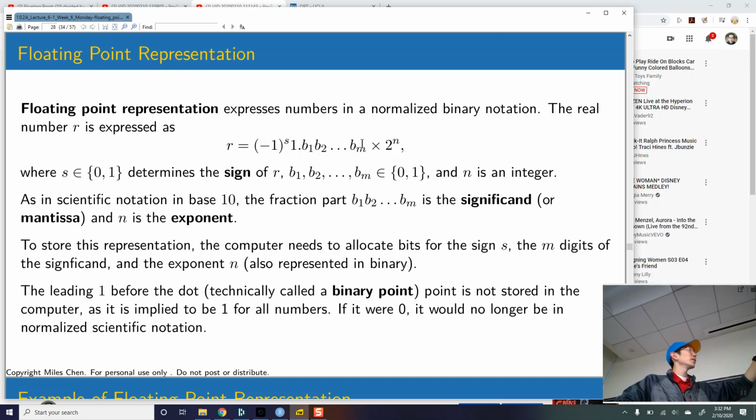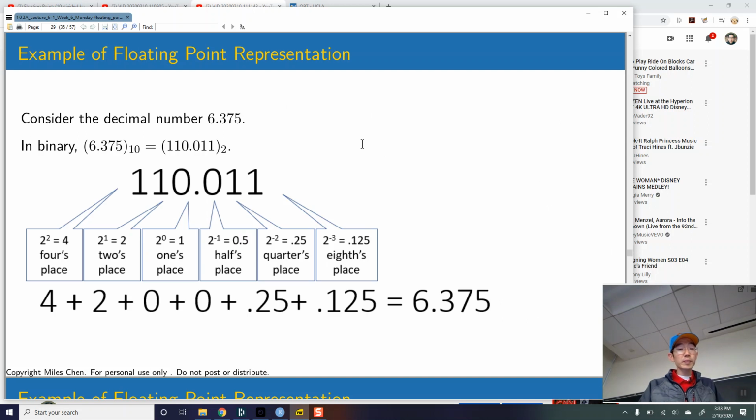Because we're assuming that leading digit's always a 1, we don't have to actually encode it. We'd be wasting space because it's always going to be assumed to be 1. So the leading digit's always going to be implied to be 1, and that's what we've got.